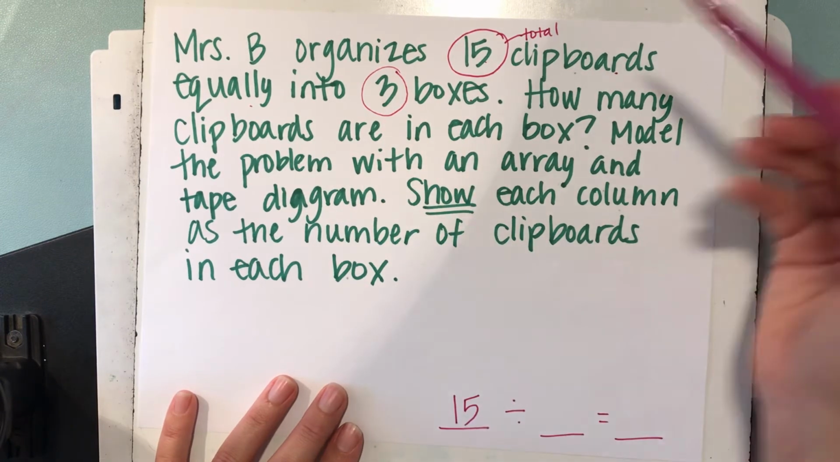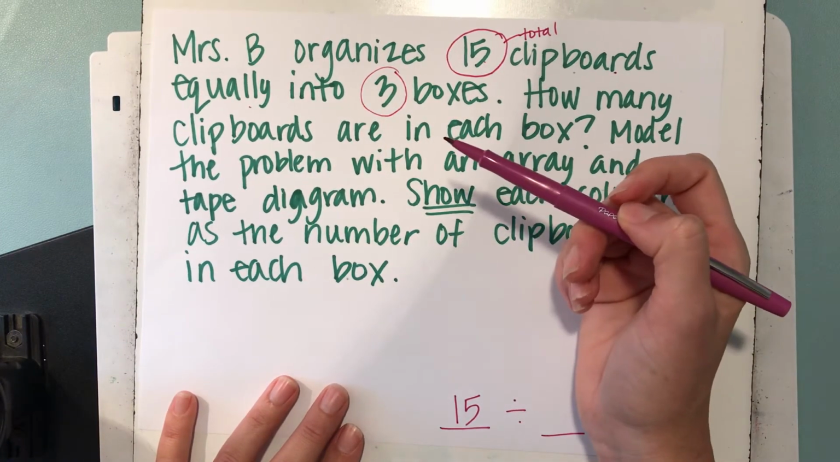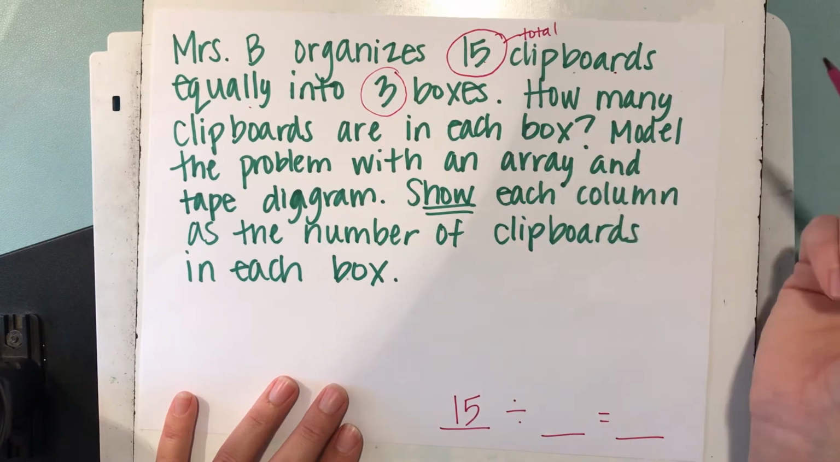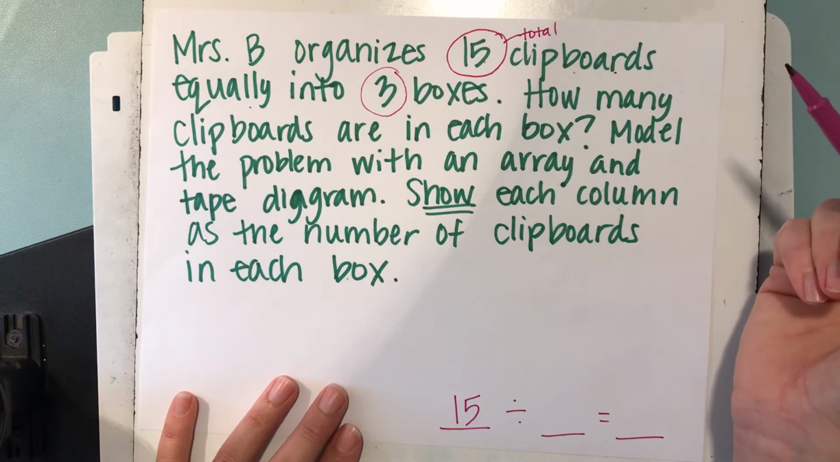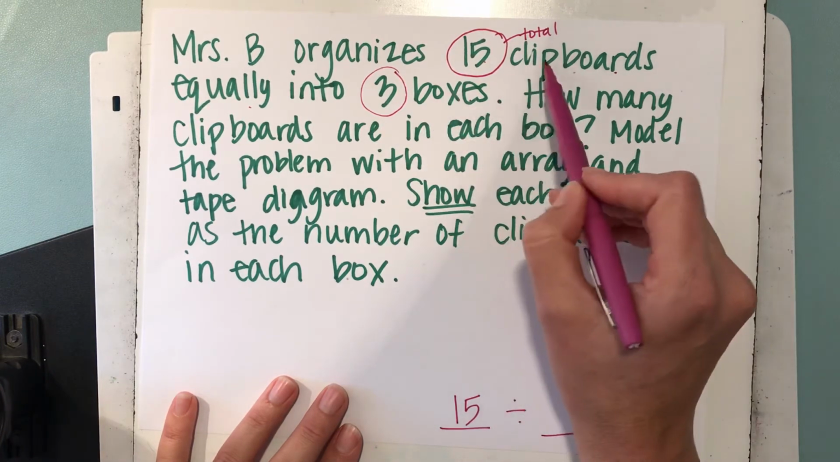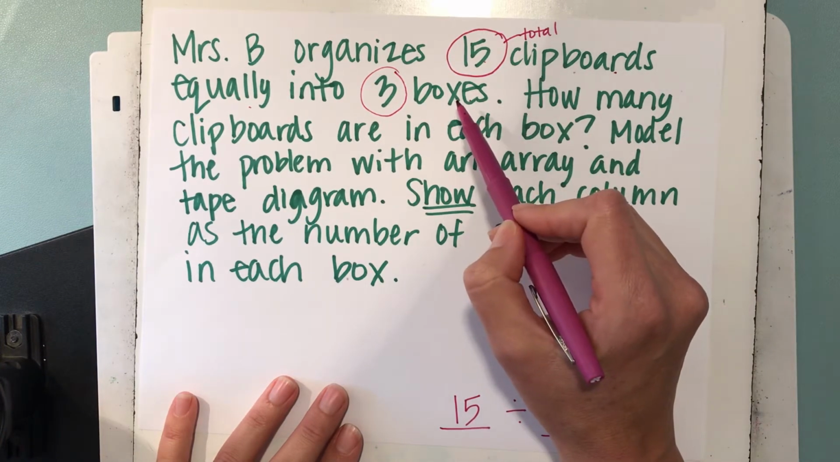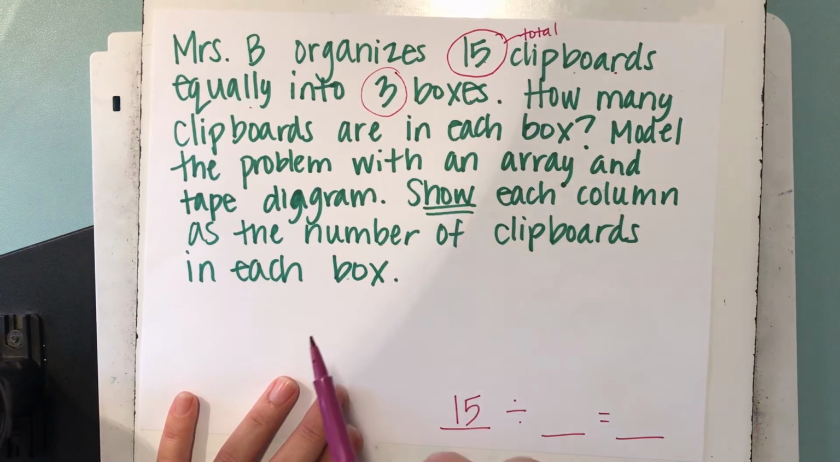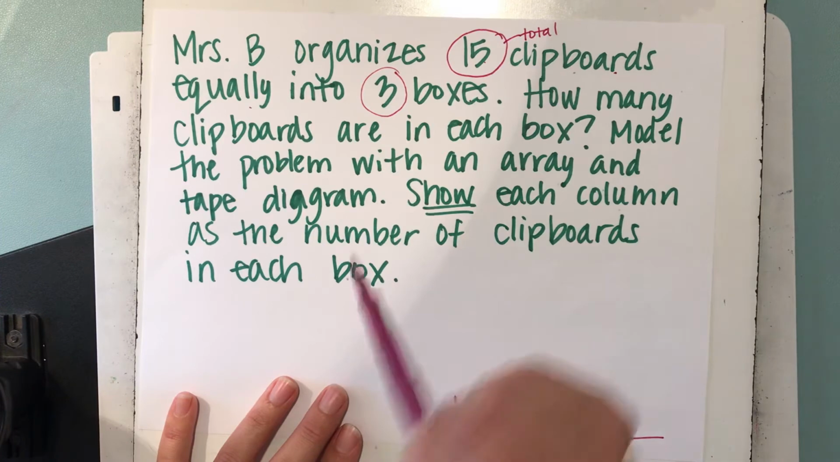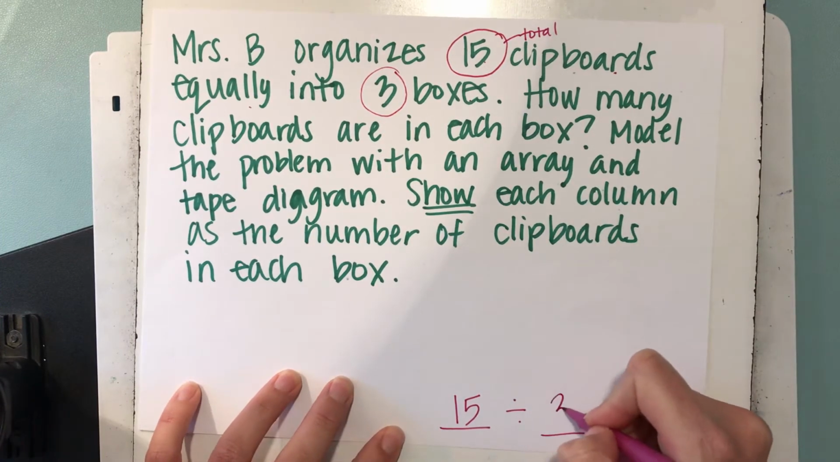So what do we know here? Do we know the size of the group, or do we know the number of groups? That's kind of hard, right? Think about that. Well, we don't know how many clipboards she put into each box yet, right? That would be the size of the group. We do know the number of groups. We know the number of boxes she needs, right? And she needs 3. So I'm going to put that there.